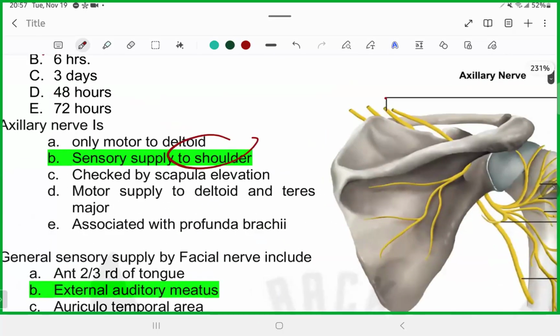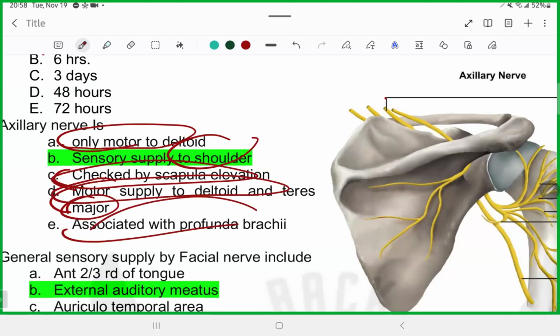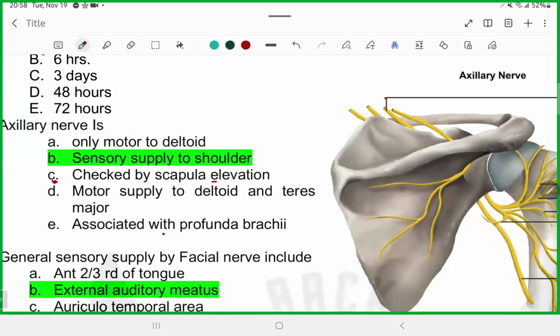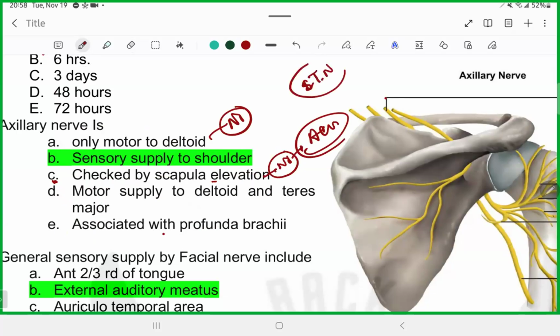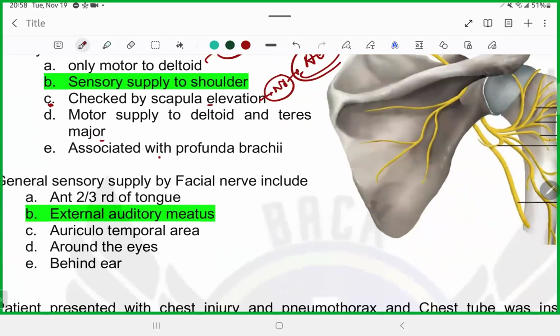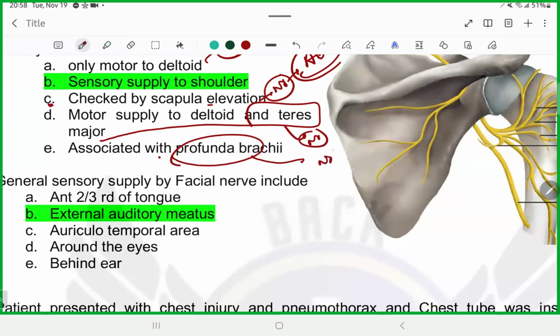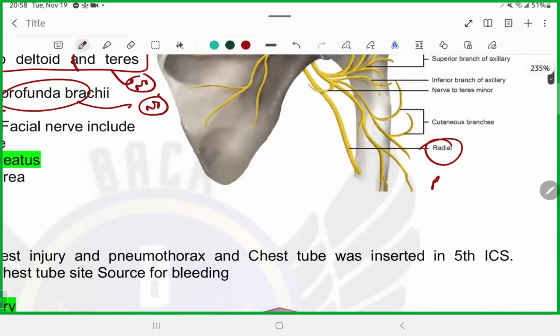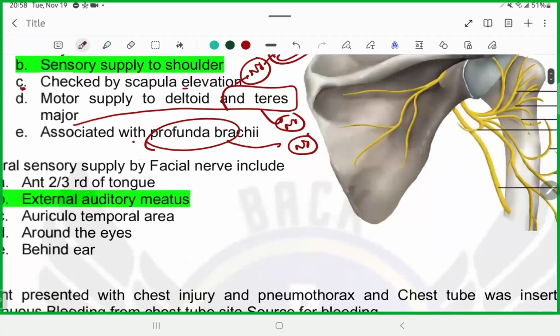Then axillary nerve sensitivity over the shoulder, we all know it. Don't worry about all these choices. You know it. Only motor to deltoid? No, actually, it has nothing to explain. Checked by scapula elevation? No, the scapula is elevated by the accessory nerve. For winging of scapula, we have the long thoracic nerve and accessory nerve. If both are damaged, it can cause winging of scapula. Motor supply to deltoid and teres major? No, it's just plain anatomy, nothing to explain. Associated with profunda brachii? No, because with profunda brachii we have the radial nerve. Okay, so only this choice makes sense.